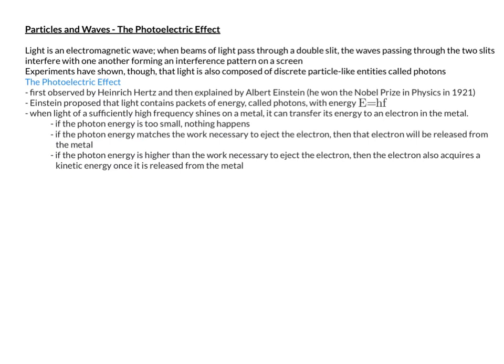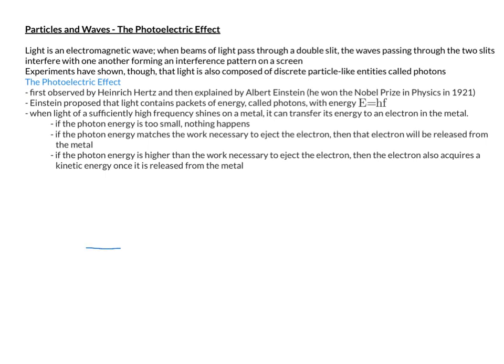There are three cases for this. The first one is that if the photon energy is too small, really nothing happens. If the photon energy matches the work necessary to eject an electron from the metal, then the electron will be released from that metal. Then if the photon energy is higher than the work necessary to eject the electron, then not only is the electron ejected from the metal, but it will also acquire a kinetic energy.